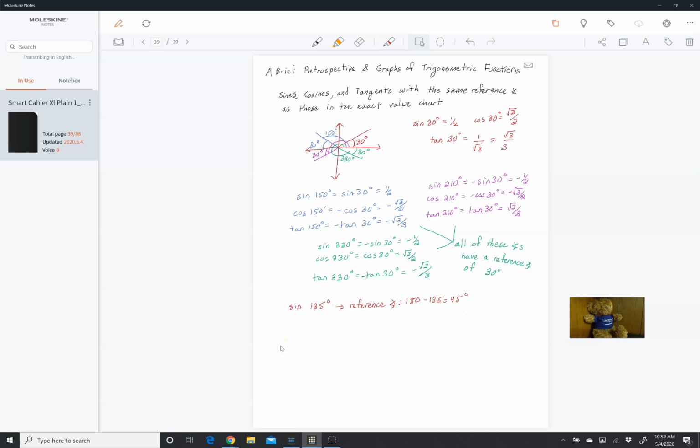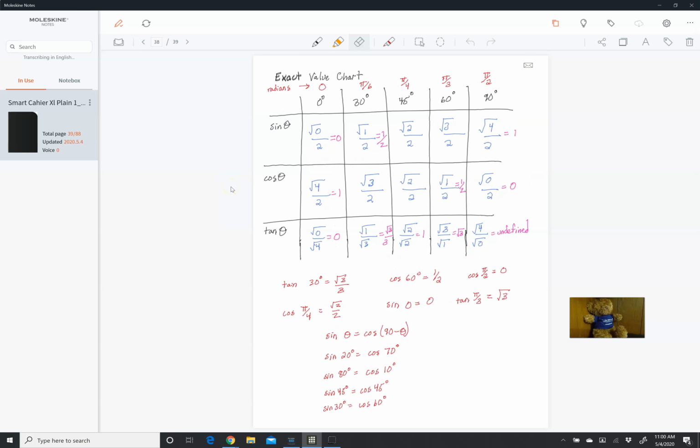Okay, so now we know that the sine of 135 degrees is equal to the sine of 45 degrees. We just need to figure out, is it positive or is it negative? Well, 135 degrees is in quadrant 2, and in quadrant 2, the sine is positive. So this is the sine of 45, which is square root of 2 over 2. Okay, if we go back to our exact value chart, you can see the sine of 45 is square root of 2 over 2.